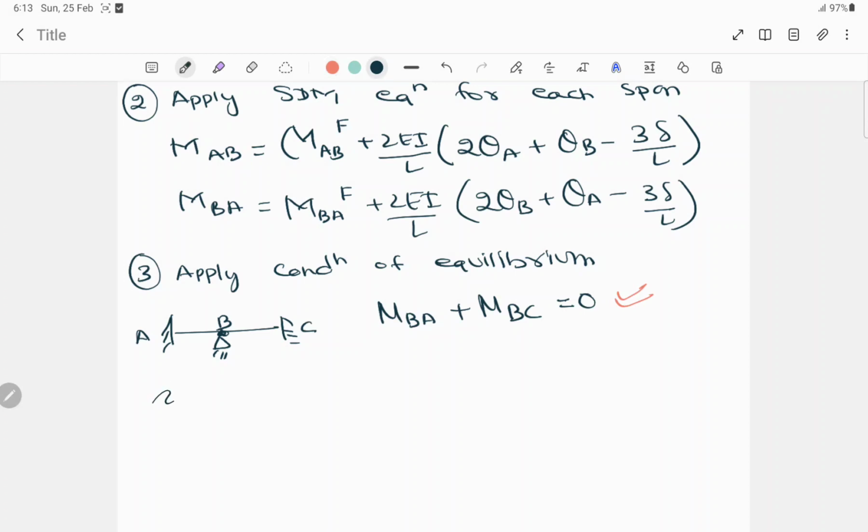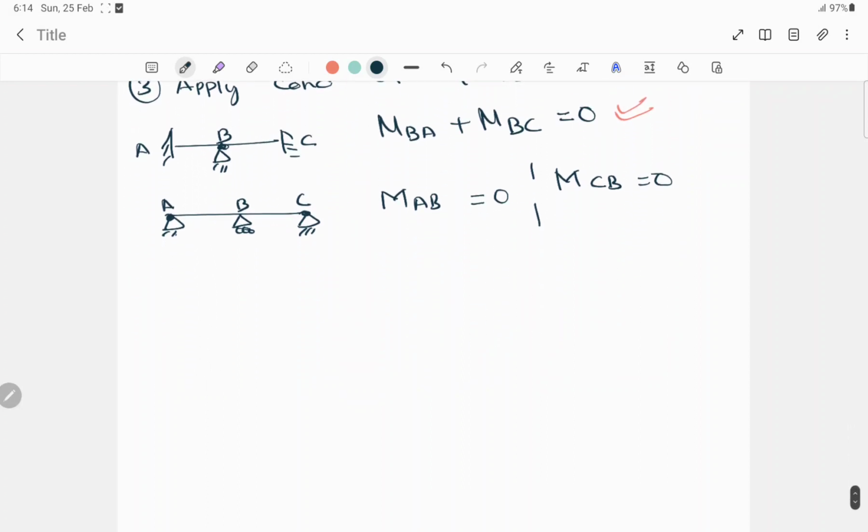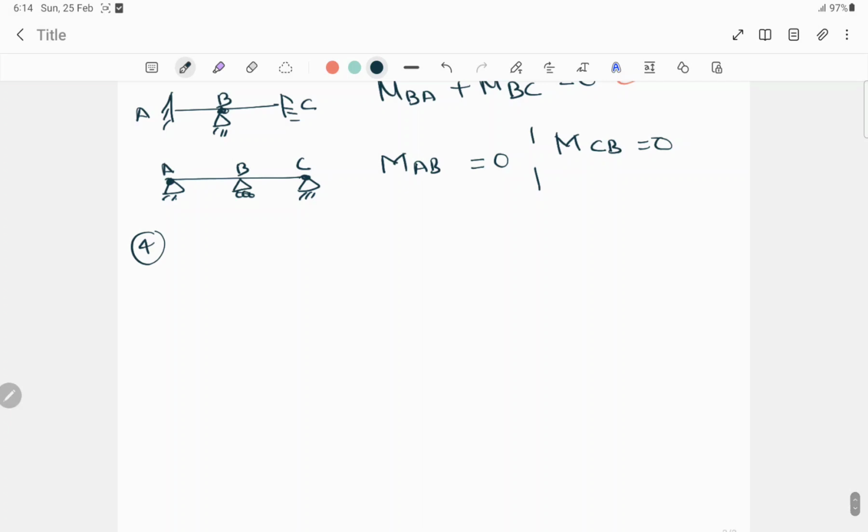And the second condition is, suppose the end is not fixed. The end is simply supported and the middle is a roller. Suppose A, B, C, and we know that for a simply supported end the moment will always be 0. So at point A and at point C the moment will be 0. So the moment about A to B will be 0 and the moment about C to B will always be 0. So this is our third step.